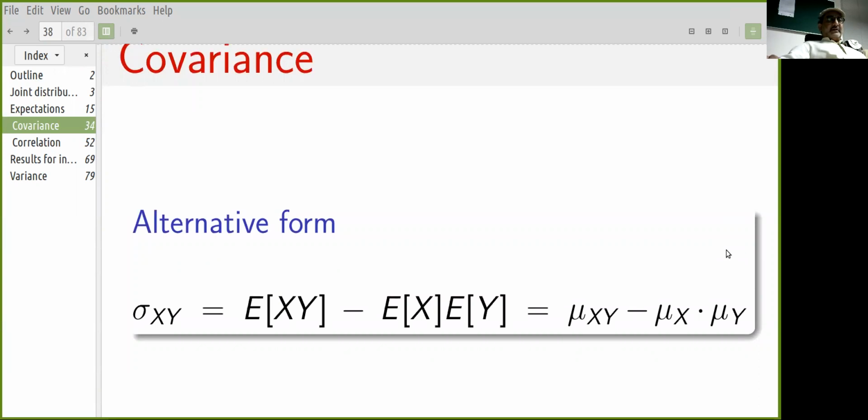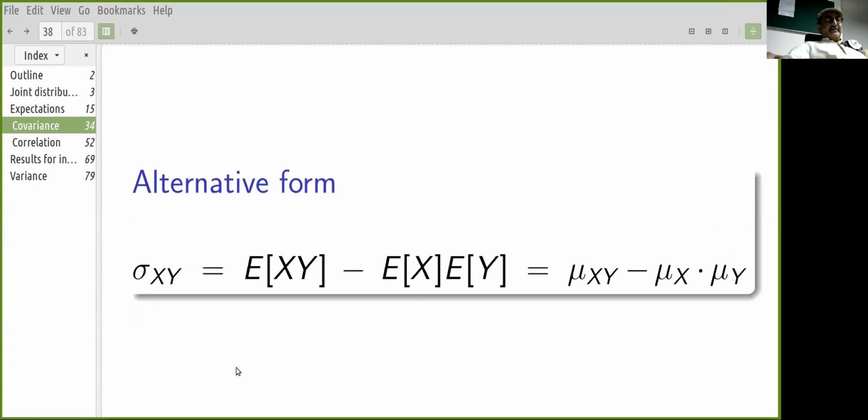So it turns out that if we play around with it a bit, the covariance of X and Y is equal to the expectation of XY minus the product of the expectation of X times the expectation of Y. Okay, so that's another way of calculating it.